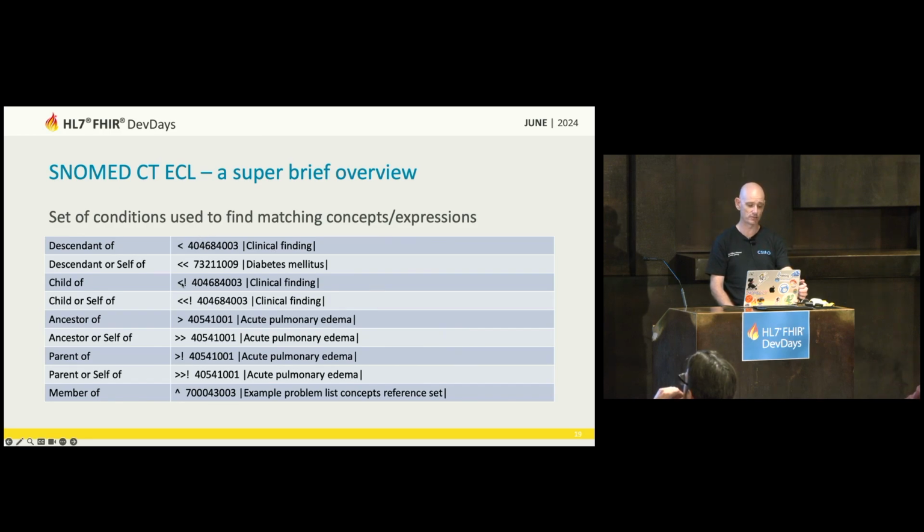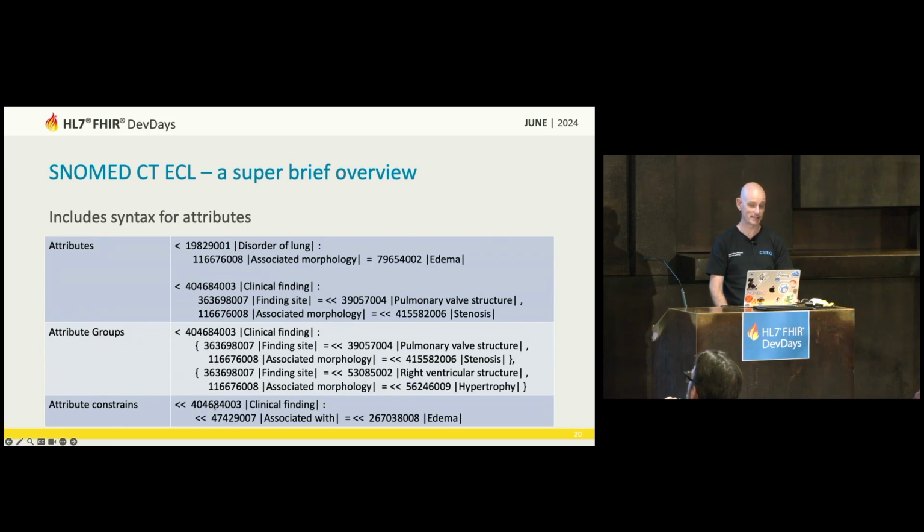You can do child, which is just one level down. You can do parent, one level up. You can do ancestors, so everything that's above, everything that subsumes this concept. And then you can do member of, which is, again, for reference sets, so everything that's in a particular reference set. It gets more complicated.